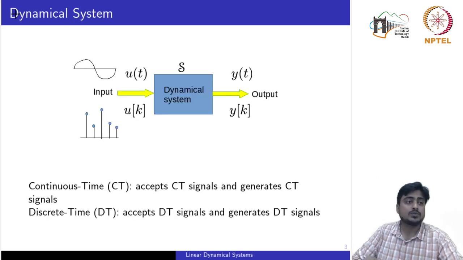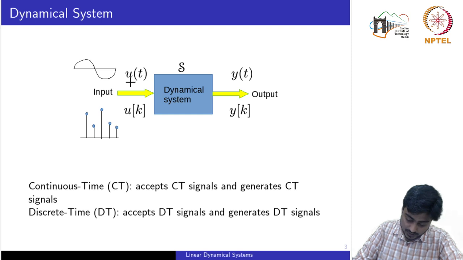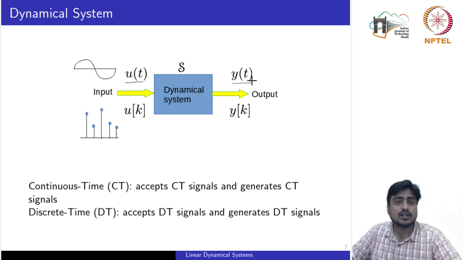So to proceed with the definition of the dynamical system. How do we define a dynamical system? In the sense that a dynamical system basically interacts with its environment through the input output variables. So here the input variable is defined by the u of t, while the output of the dynamical system is defined by the y of t.